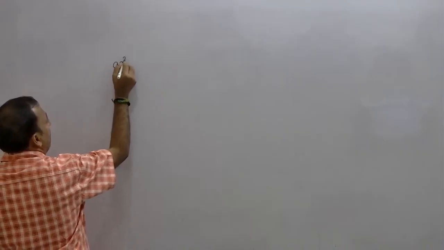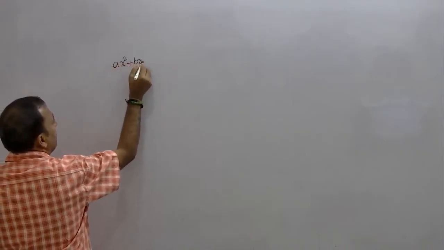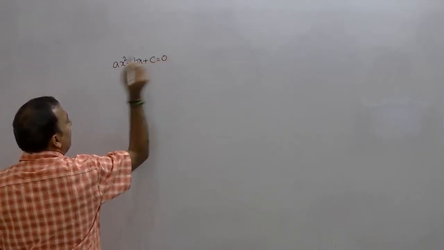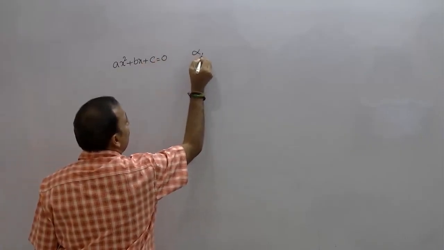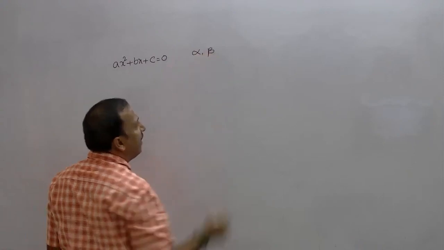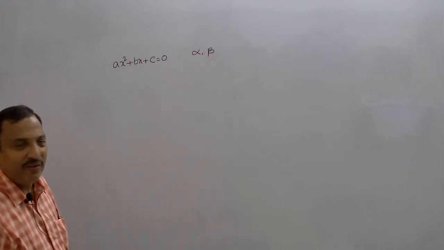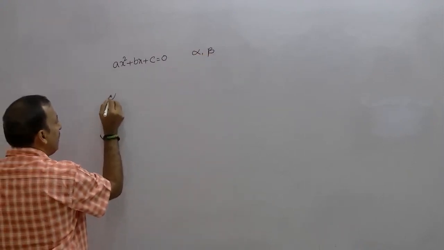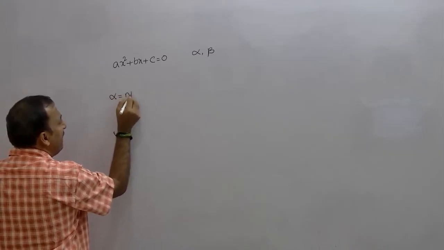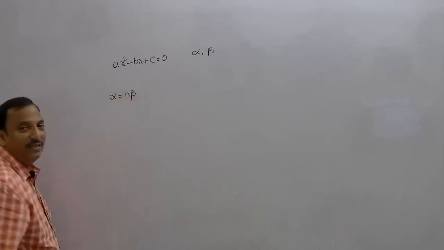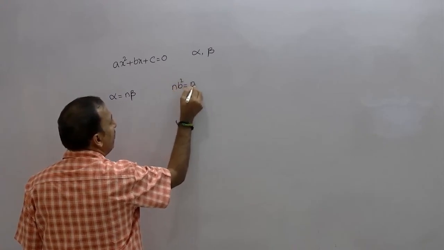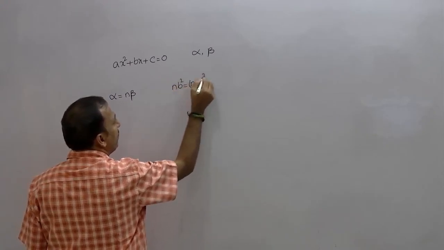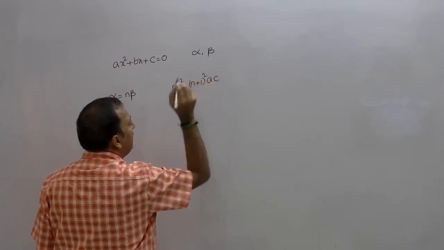Ax square plus bx plus c is equal to 0 is the given quadratic equation. Let us consider that the roots of the equation are alpha and beta. See, suppose if one root is n times the other root, then the condition is nb square is equal to (n plus 1) whole square into AC.